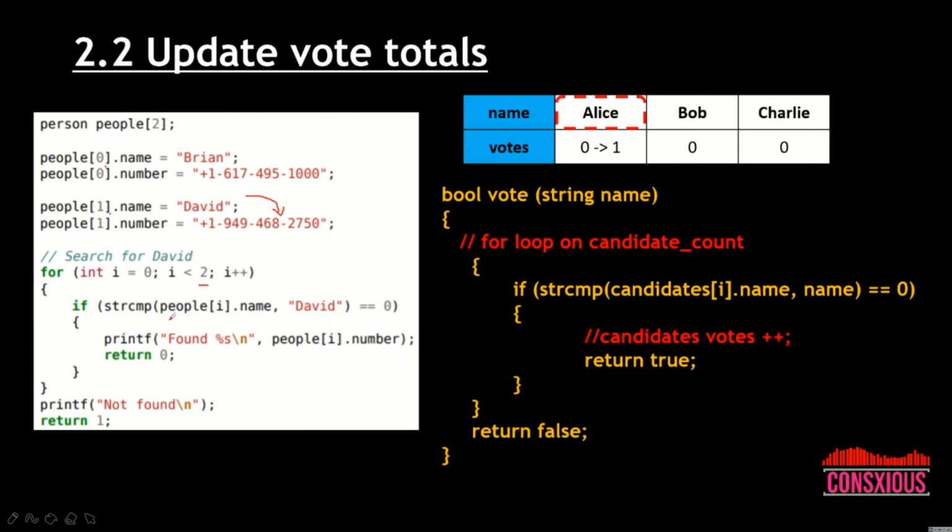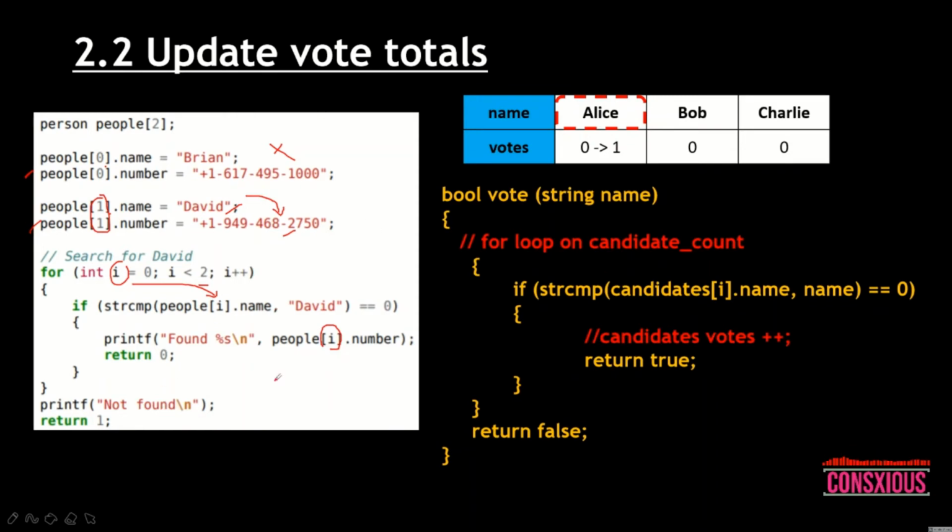We use the string compare on people i dot name. This i will go inside here, so it will go through this, then this. We compare with David equals 0. For example, if David is found, it's 0; if this is 0, then it hasn't found David. Now we found David. So we can see that David here has the same number, meaning the i is the same. So we can directly find the phone number here by printf people i dot number, else we just print not found.